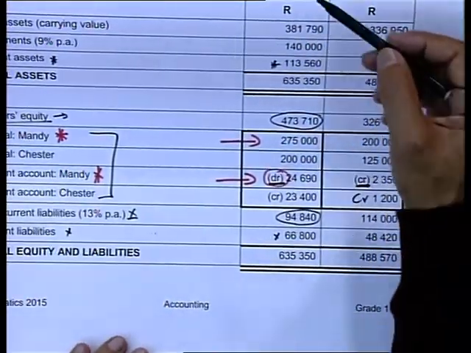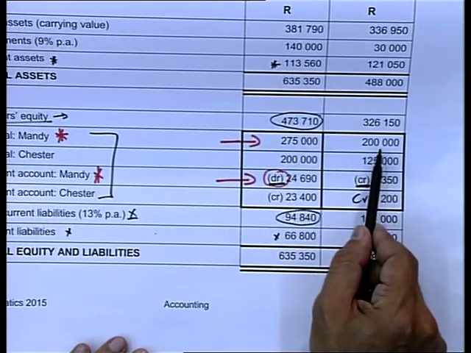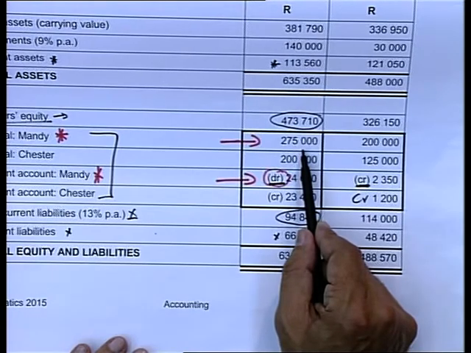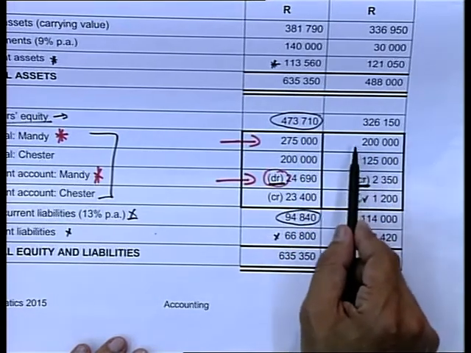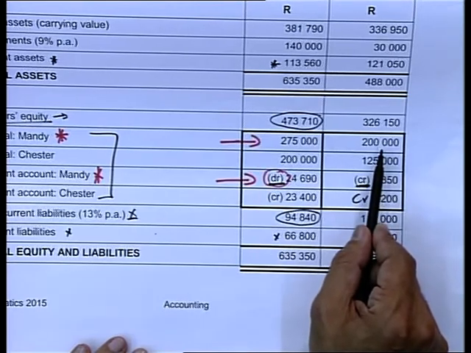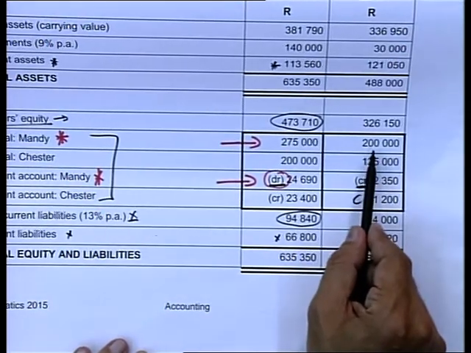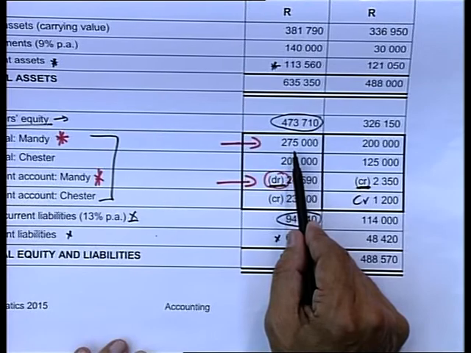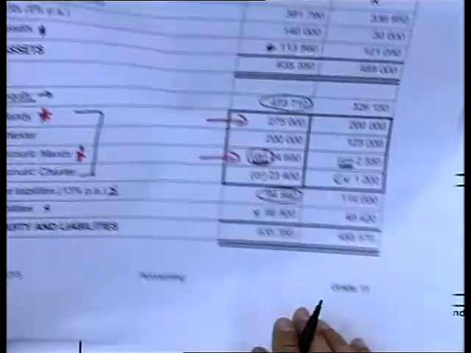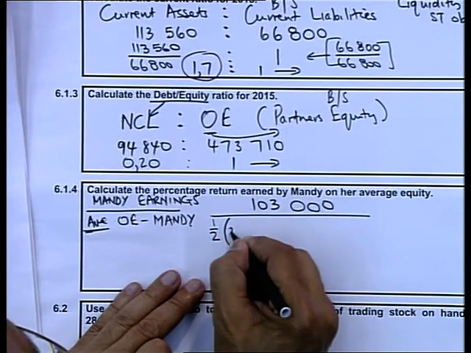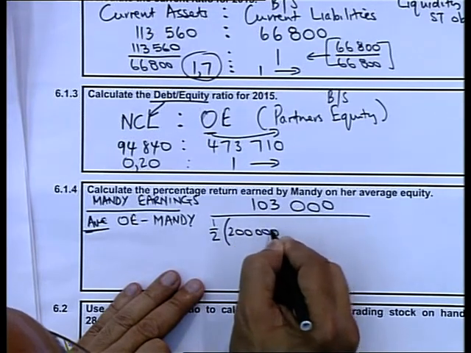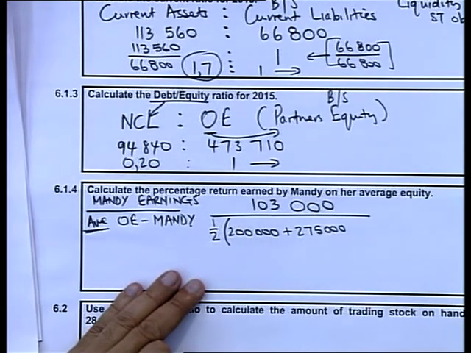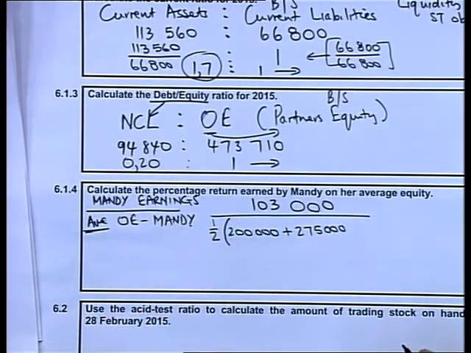Now, although we want the figures for 2015, you must supply the opening balance of 2015 and the closing balance of 2015. Remember, that was the closing of 2014, which is the opening of 2015. So the average capital is the average of 200,000 plus 275,000. So for capital, I'm looking at 200,000 plus 275,000.